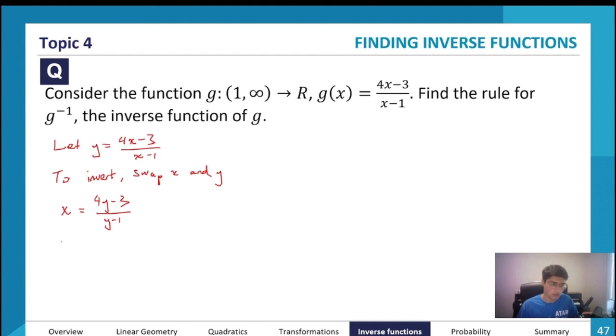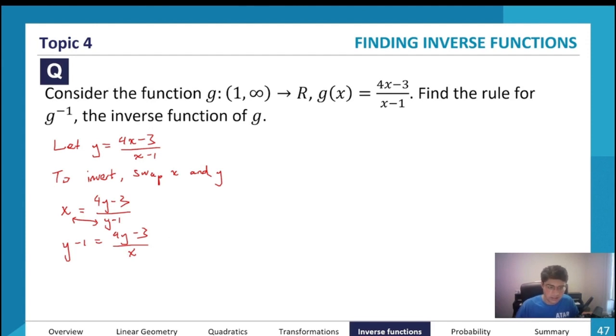So what I can do is we can swap these two. It's just a little trick you can do with your working out. We get y minus 1 equals 4y minus 3 over x. Okay. All right. No, this isn't going to lead anywhere.